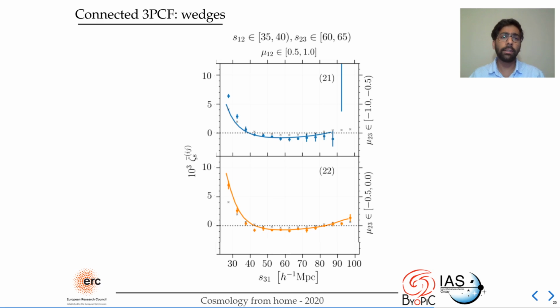So we also considered another compression statistic here, basically the wedge statistics in 3-point clustering. Here the columns denote the binning for mu1 and mu2, and the rows denote 2 different binnings for mu2 and mu3. This is a very small subset of what we show in the paper. On the y-axis we show the clustering amplitude, and what we can see is that the solid lines reproduce the symbols, or the N-body measurements, quite well.